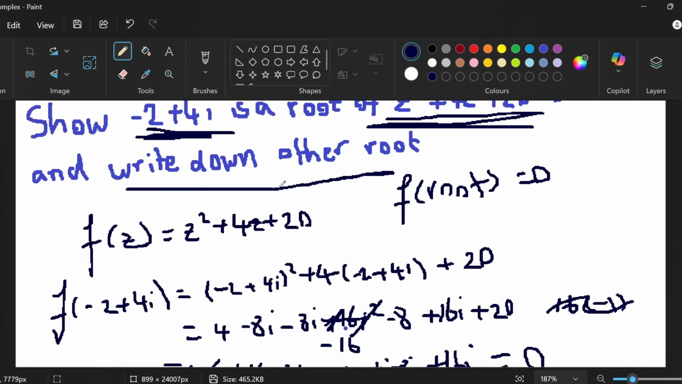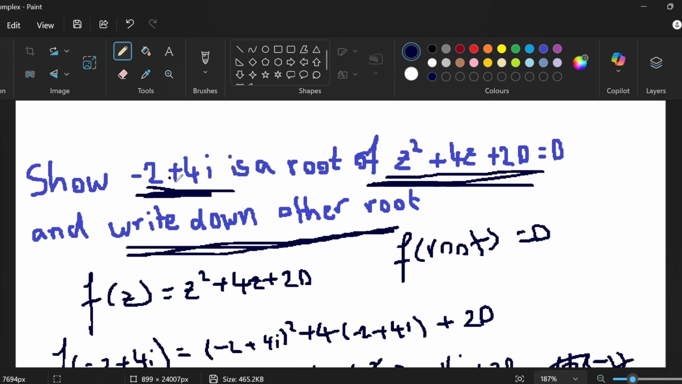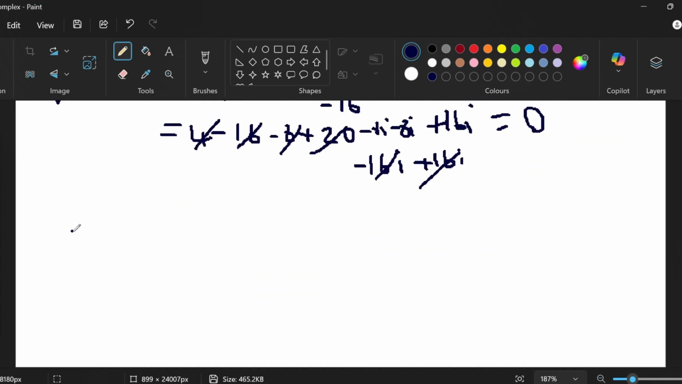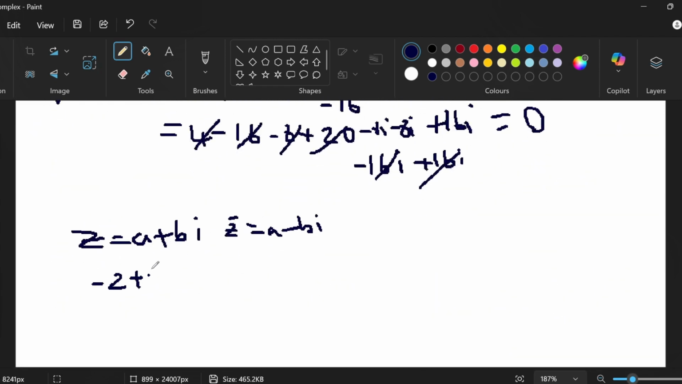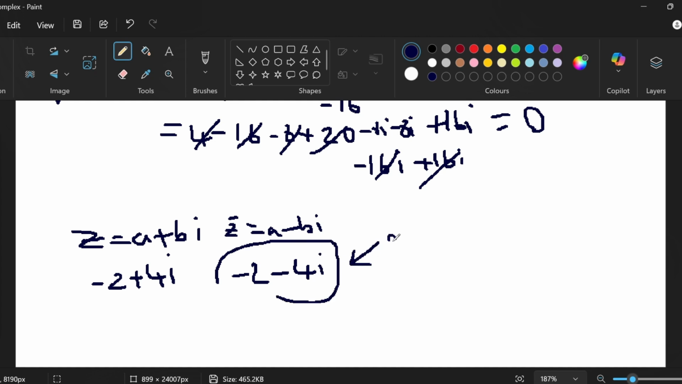Now this part of the question here, write down the other root. This is just very directly the conjugate roots theorem. If z is equal to a plus bi, then its conjugate is a minus bi. So in this case, one of our roots is minus 2 plus 4i, so the other root is going to be minus 2 minus 4i. And this is the other root.